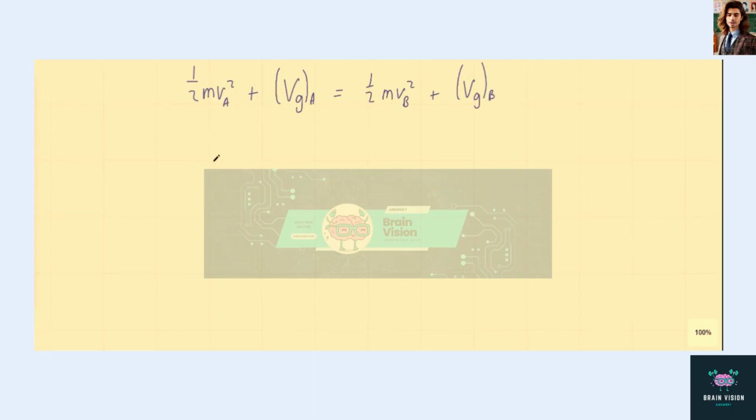Now, initially the ball is at rest, so it has no kinetic energy, but it has gravitational potential energy mg h0. And this is all converted to kinetic energy at its lowest point, which is a half m VB1 squared. The gravitational potential energy is 0. So subscript 1 denotes everything before the collision.